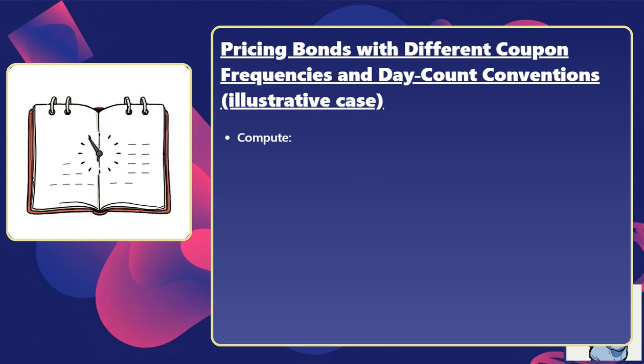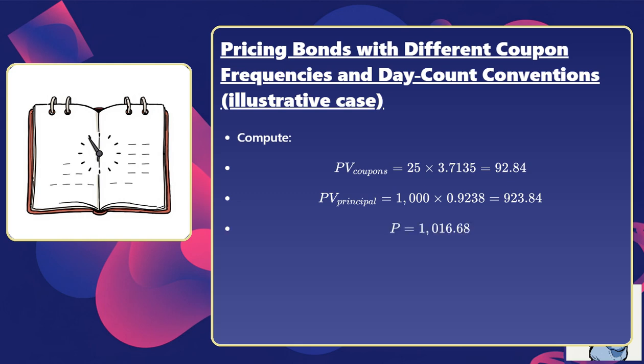I'll compute. PV coupons equals 25 times 3.7135 equals 92.84. PV principal equals 1,000 times 0.9238 equals 923.84. P equals 1,016.68. Because the coupon rate 5% exceeds the yield 4%, price is greater than par.